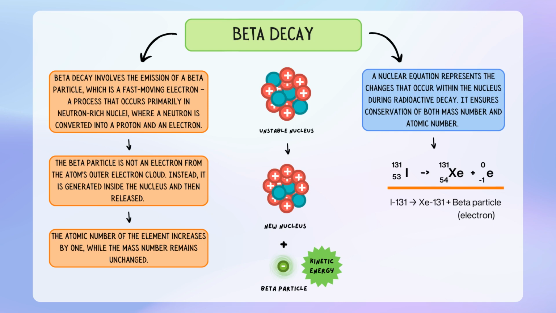In summary, today's lesson provided valuable insights into the nature of beta particles, the reasons behind beta decay, and the method of representing this process through nuclear equations. This knowledge broadens our understanding of radioactive decay and the behavior of unstable atomic nuclei.